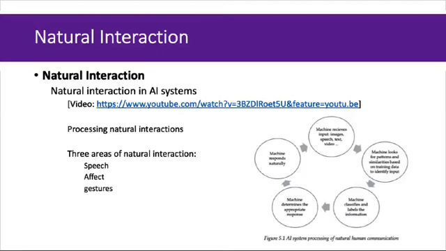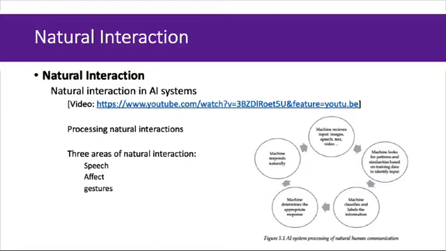So here we can see that the machine receives input in terms of images, speech, text, and video. The machine looks for patterns and similarities based on training data to identify that input. The machine classifies and labels the information. It then determines the appropriate response and responds naturally.